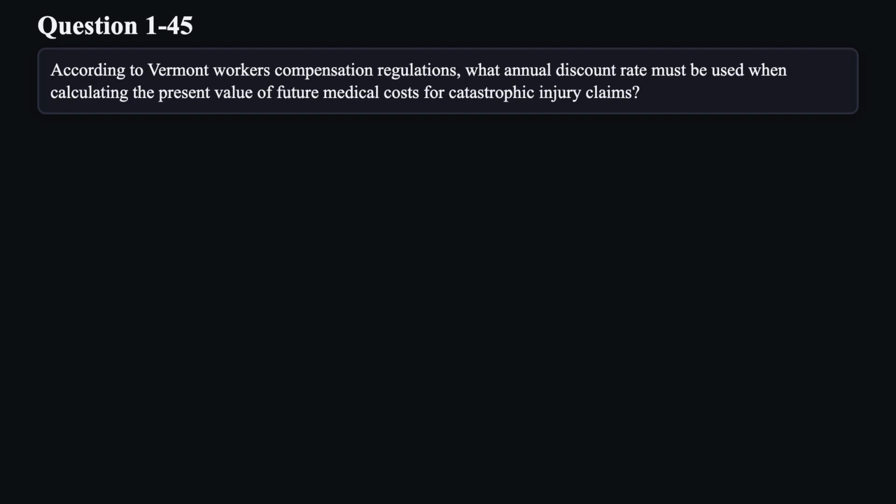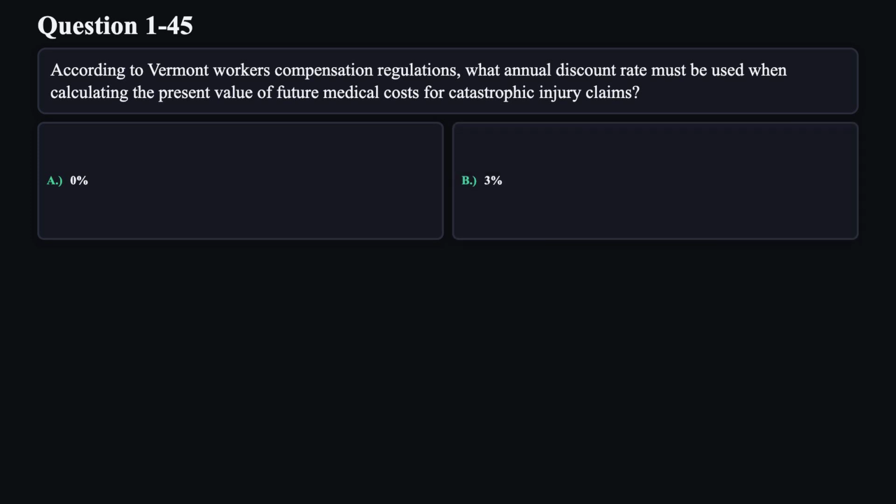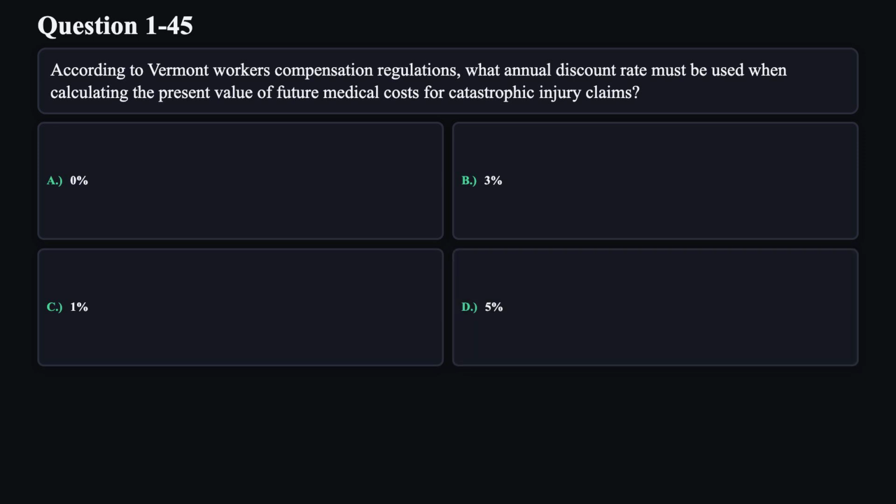Question 45. According to Vermont workers' compensation regulations, what annual discount rate must be used when calculating the present value of future medical costs for catastrophic injury claims? A. 0%. B. 3%. C. 1%. D. 5%.